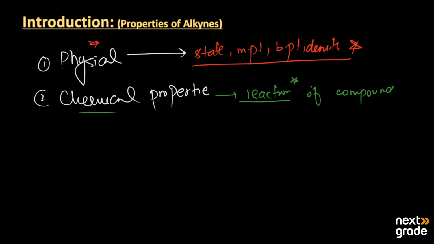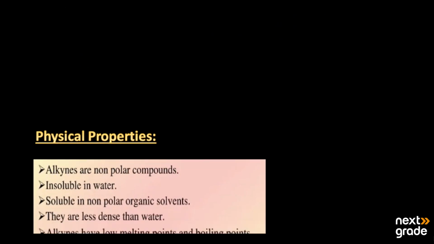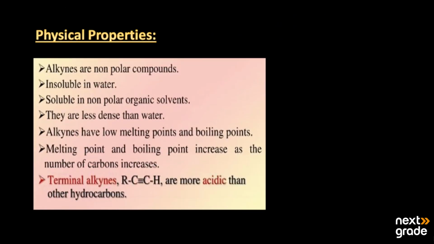What is its reaction rate? Is it faster or slower? What are the main products it produces when it reacts with simple compounds? So first we have the simple physical properties of the alkynes.